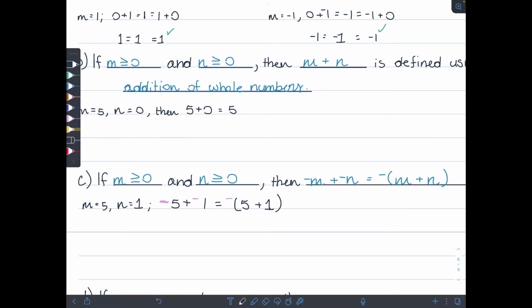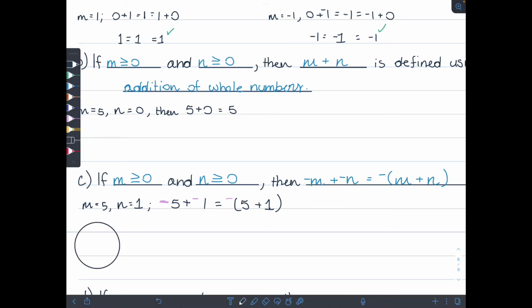Think for a moment. Is this true? Pause the video and try to solve it for yourself. Let's go ahead and work this out together. Negative 5 plus negative 1. What do you think that is?